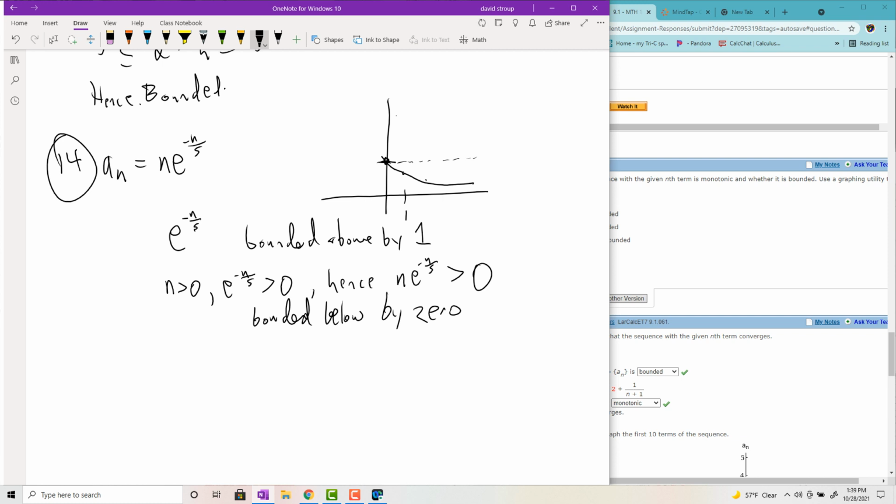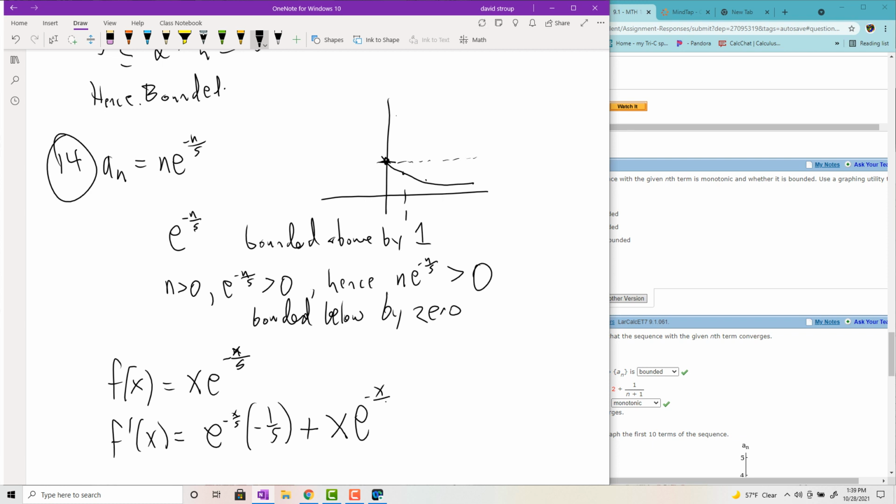Okay. Then is it monotonic? So this is where I would use the derivative as opposed to using some sort of algebraic monotonicity test. Okay. So taking the derivative f prime of x, take the derivative of x, and then you have e to the negative x over 5 times negative 1/5. And then plus, leave x alone and take the derivative of e to the negative x. I did that wrong. Okay, sorry.